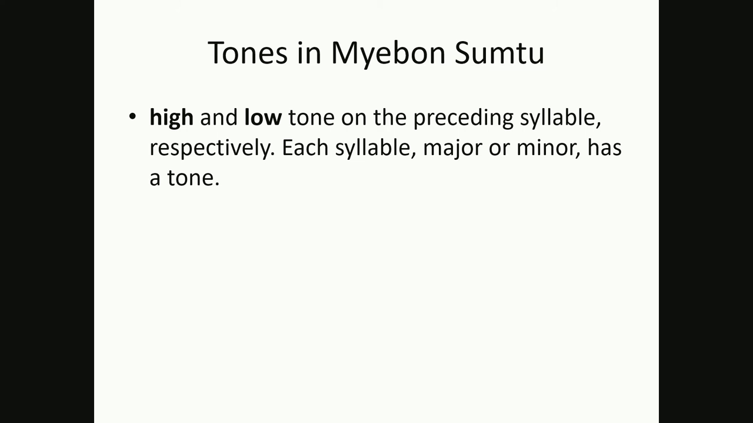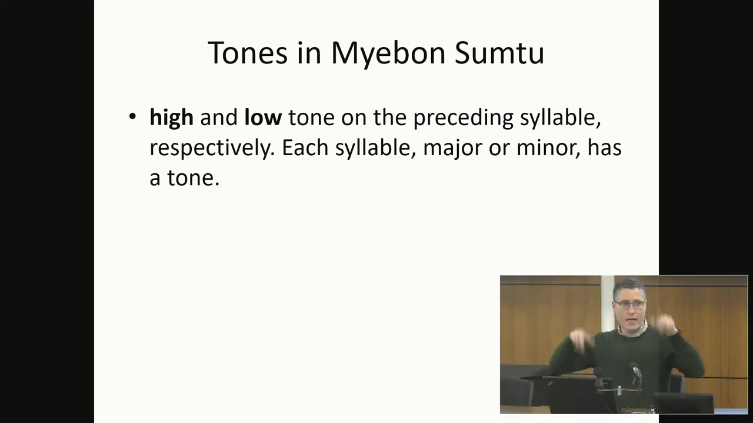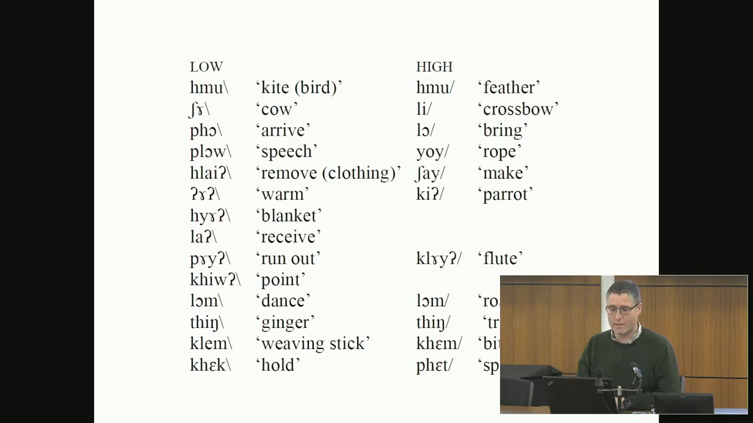Every major or minor syllable has a tone, and there are lots of non-tonal functional morphemes which acquire their tone by OCP ripples out from the tonal lexical morphemes.